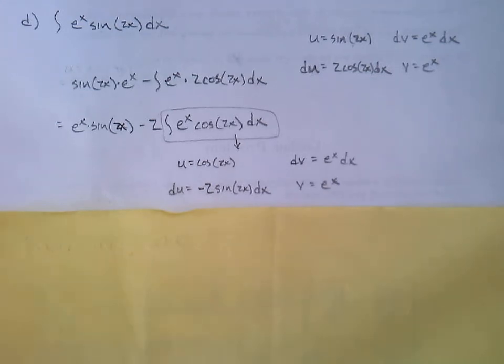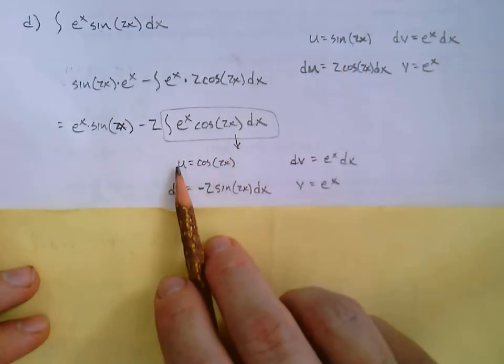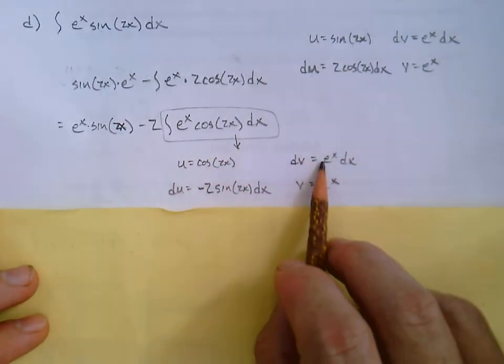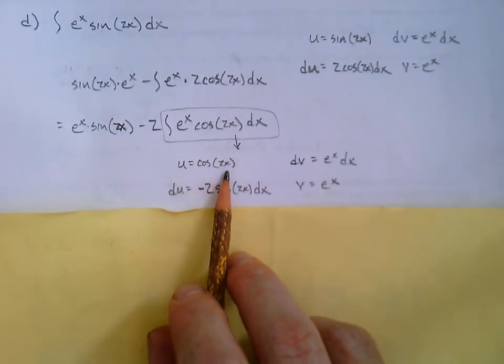Okay. So if we picked u to be sine 2x, here we need to pick u to be the cos 2x. And the dv is going to be identical. Okay. So let's see here. u is cosine 2x.